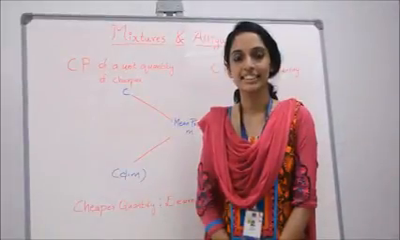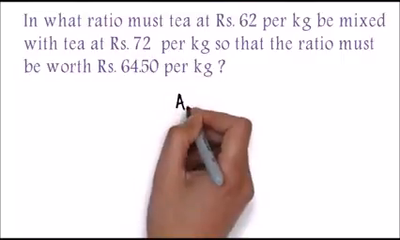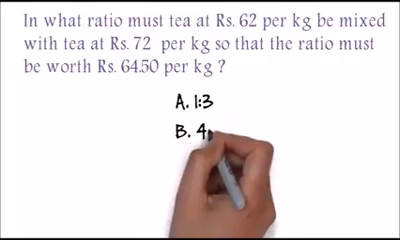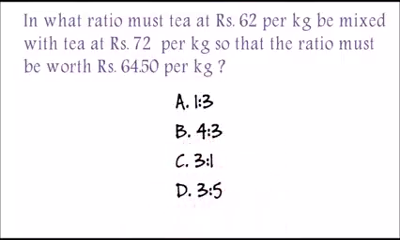So let's discuss some problems related to the topic. Let's see the question. In what ratio must tea at rupees 62 per kg be mixed with tea at rupees 72 per kg so that the mixture must be worth rupees 64.50 per kg? Options are option A 1:3, option B 4:3, option C 3:1 and option D 3:5.